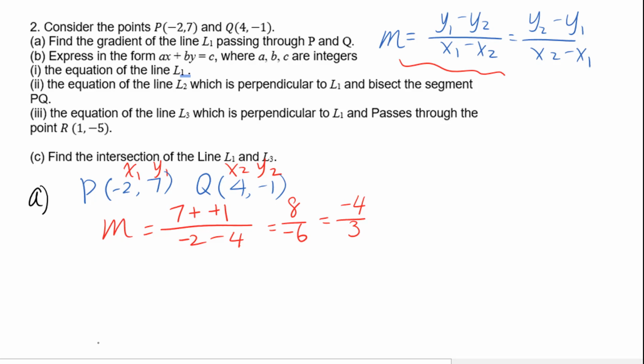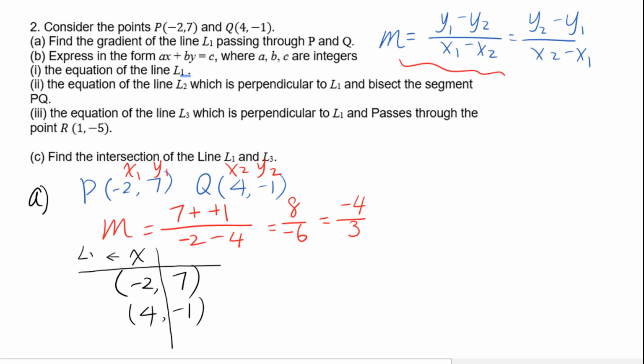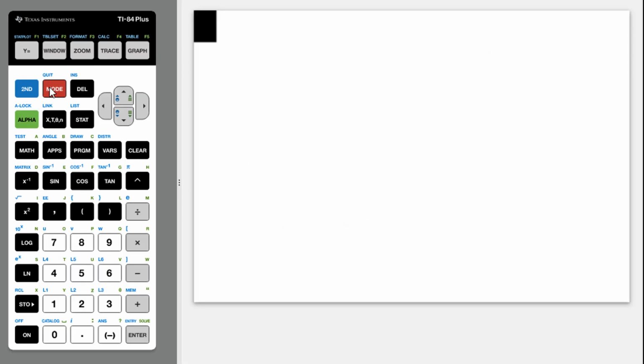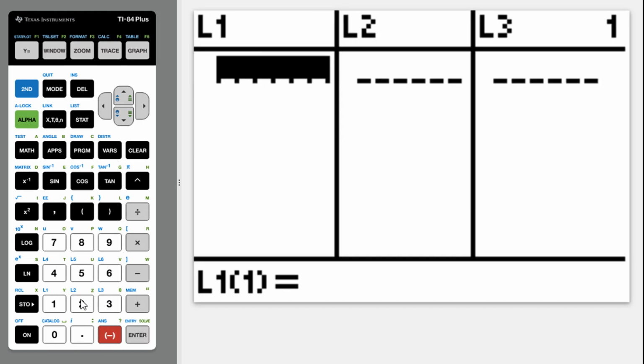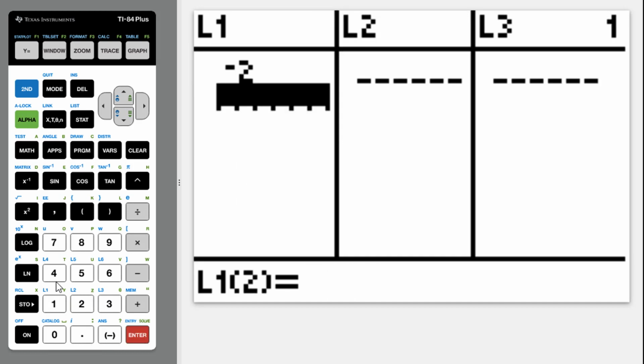We can also use a graphing calculator to find the slope. We have (-2, 7) and (4, -1), so we will make a table. All x coordinates go to L1, all y coordinates go to L2. First of all, we press stat, then edit, enter. You will get -2 and 4.